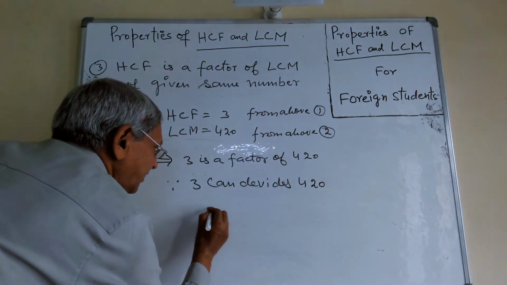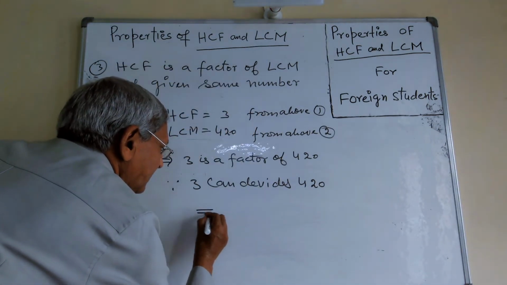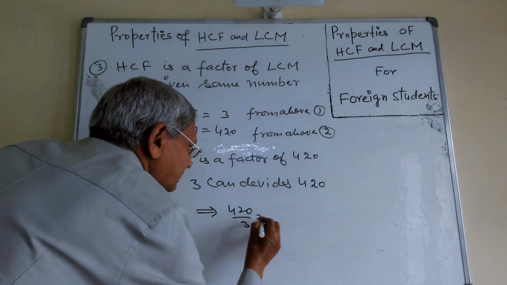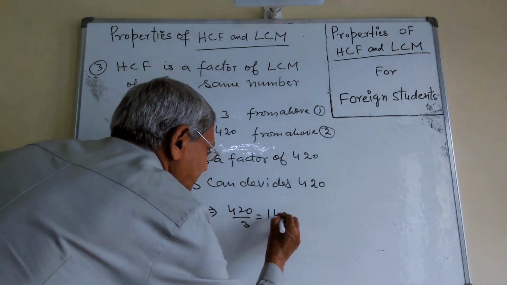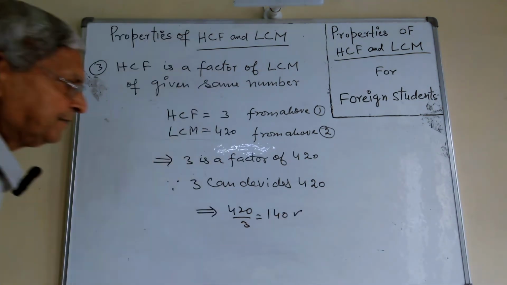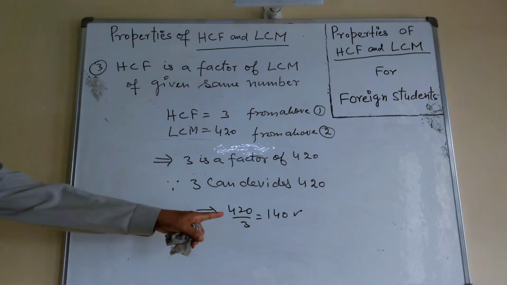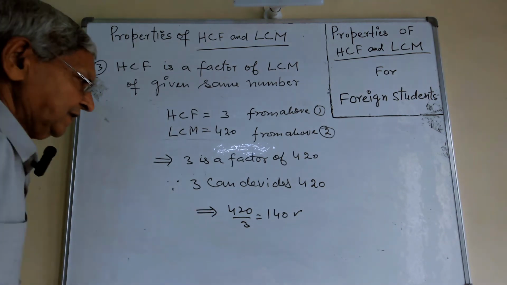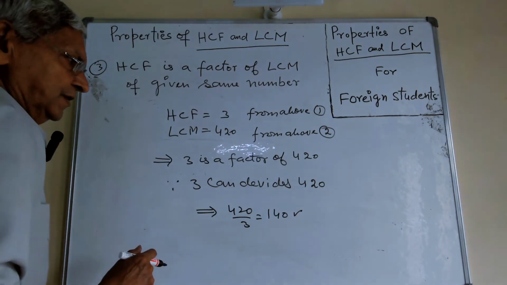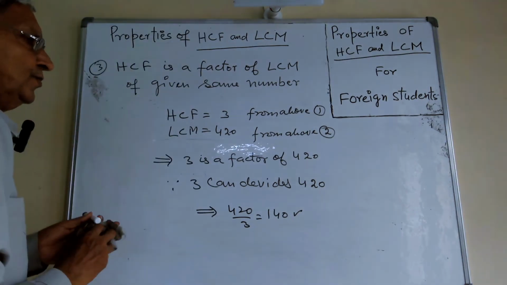Here you see, 420 divided by 3 is equal to 140. So this proves that 3 is a factor of 420. As proved. Fourth property.